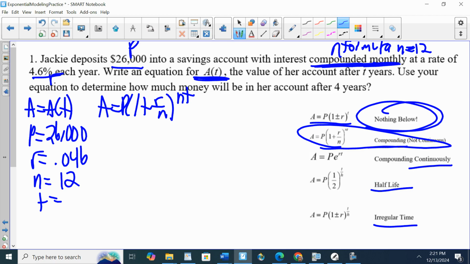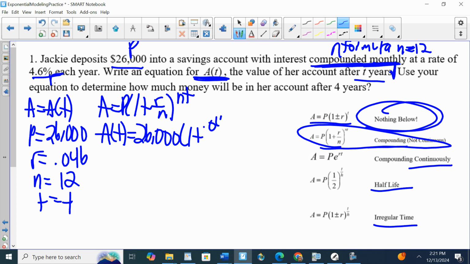Write an equation for A of T. So instead of A, they want A of T, the account after T years. End of question. It's asking for an equation. Do not read past there. The 4 does not exist yet. I'm going to write an equation with two variables. A of T equals 26,000 (1 plus 0.046 over 12) to the 12T.